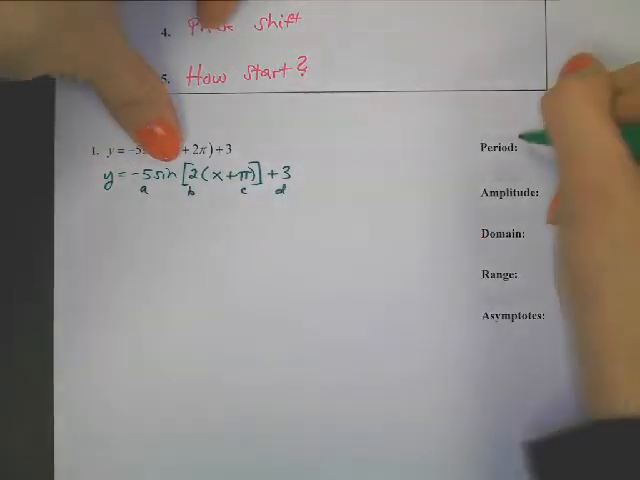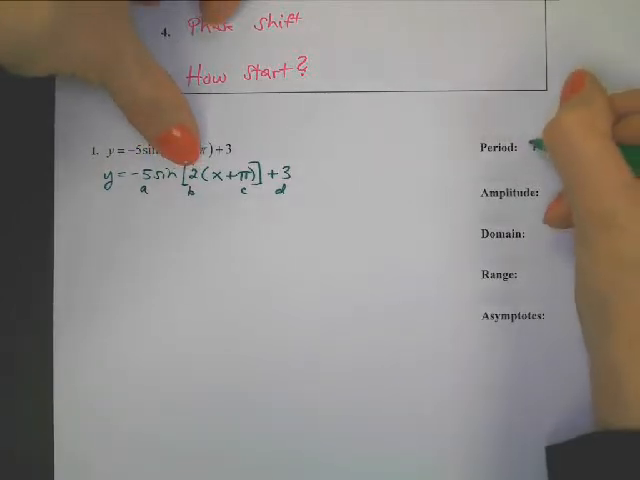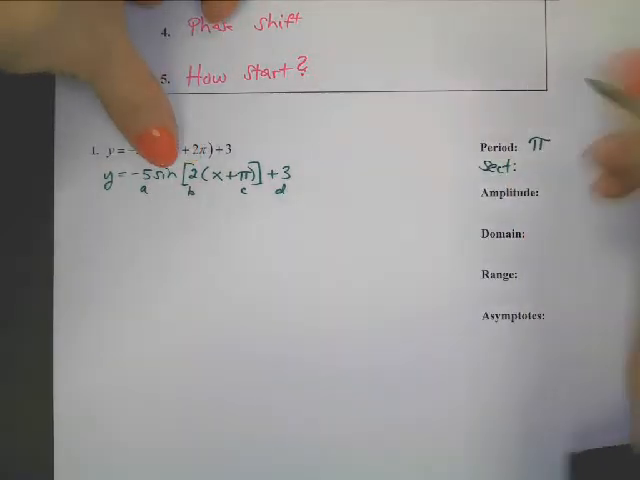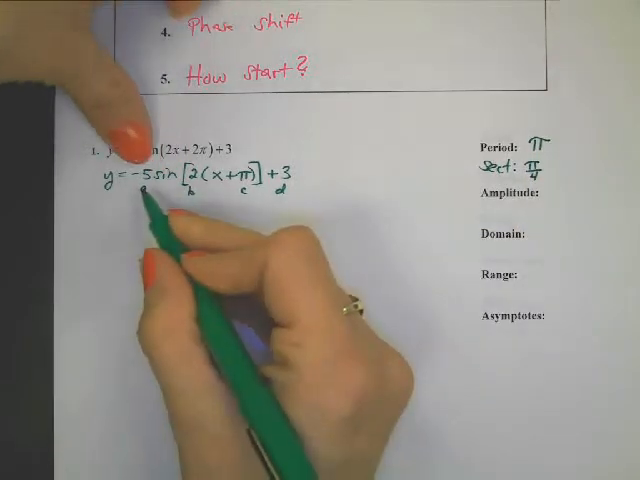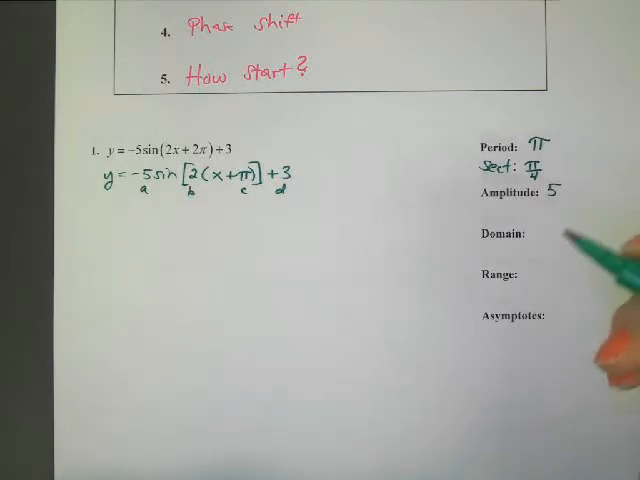This is a sine curve. So the period for sine is 2 pi over b. So the period is just pi. A section for this kind of graph, sine divides by 4, that's pi over 4. Amplitude is the absolute value. That is going to be a 5. Okay, so how do I graph?